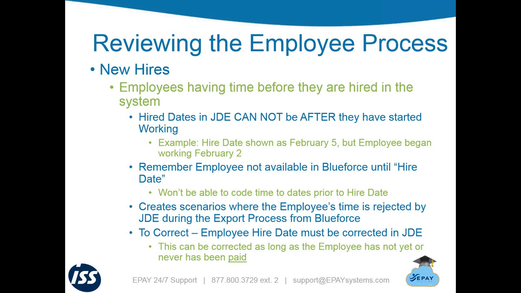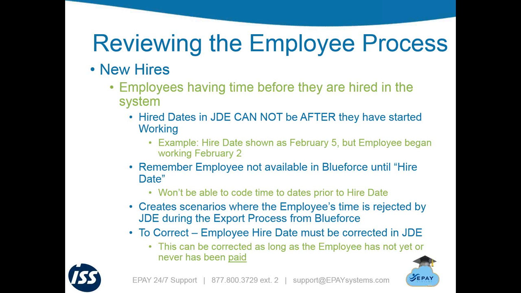So what happens there, one of the key things to keep in mind, is we have employees having time before they're hired in the system, which means the hire date in JDE cannot be after they have already started working. In the example I mentioned here in green, employee A has a hire date of February the 5th in JDE. That really means they started working on February the 2nd. So for those 3 days, we're actually going to have some issues entering them in the system.